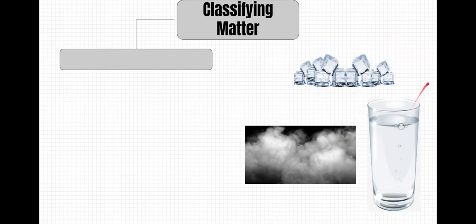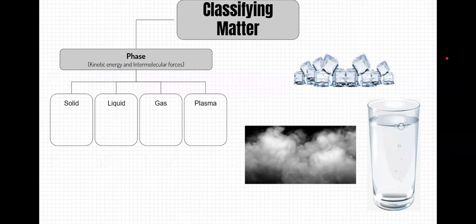Now, we've been talking about water for both of our examples. Is there a way we can classify water differently? And here I'm going to give you a hint. Take a look at these three things right here. You might be familiar with these three things: solid, liquid, and gas. Those are phases of matter, and that is another way we can classify matter.